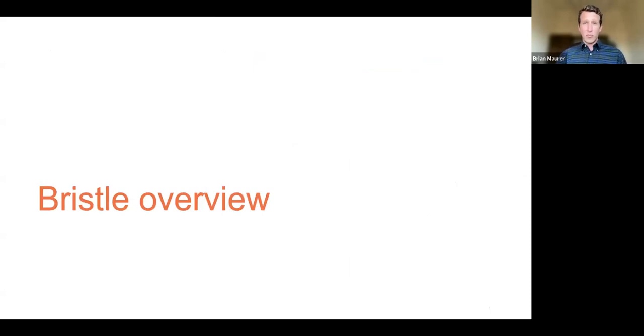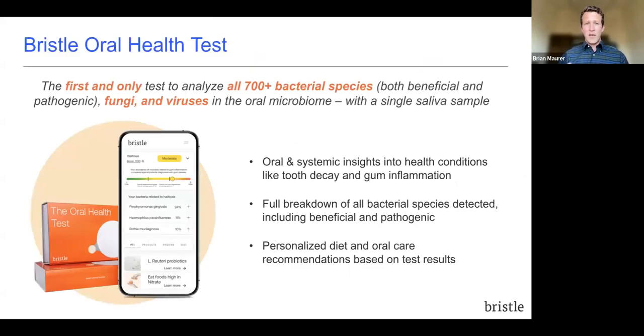So now, getting into Bristle and our testing overview. As I mentioned, the Bristle Oral Health Test is the first test that analyzes the complete oral microbiome, so all 700 plus bacterial species and fungi. And we're looking at both the beneficial and the pathogenic species.